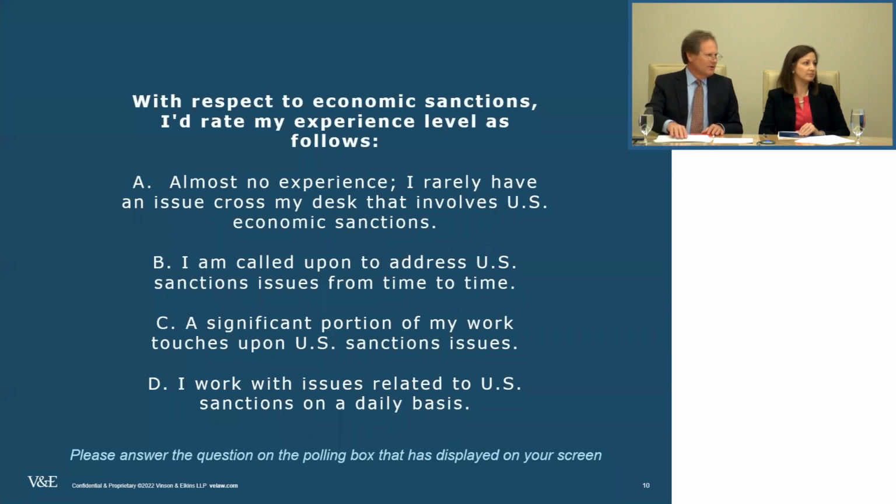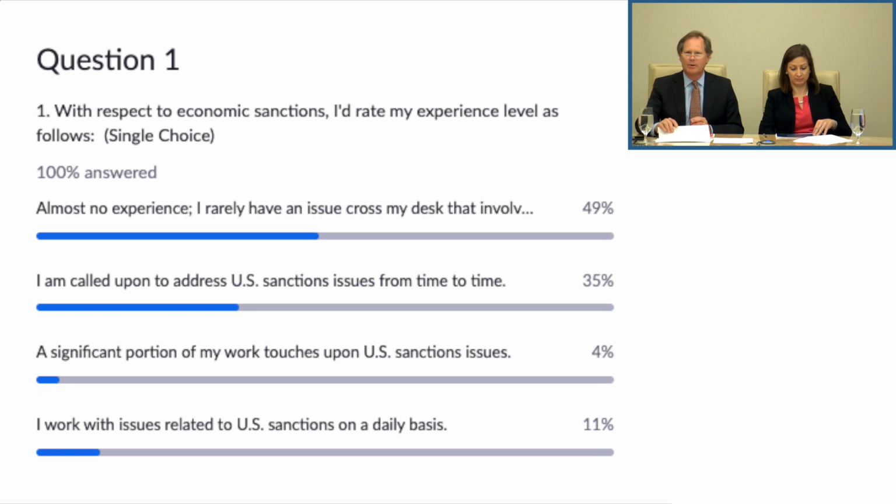As the returns are coming in, it looks like well over half are telling us that they have almost no experience and they rarely have these issues come across their desk. Following behind that is really B. About 35% of the folks are seeing these issues from time to time.